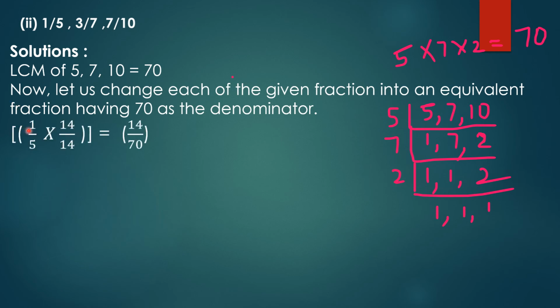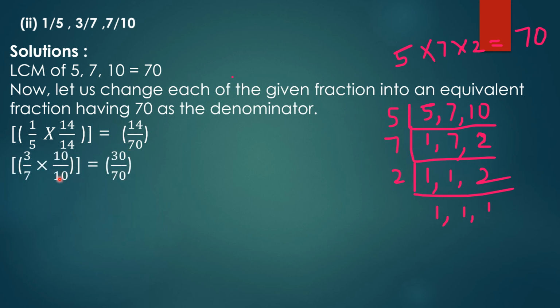Consider the first fraction, 1 by 5. Here we have denominator 5 and it should be 70, so it should be multiplied by 14, because 14 fives are 70. And when we multiply the denominator, multiply the numerator also with the same number. Therefore this will become 1 by 5 into 14 by 14. What is 14 ones? It is 14, and 5 fourteens are 70.